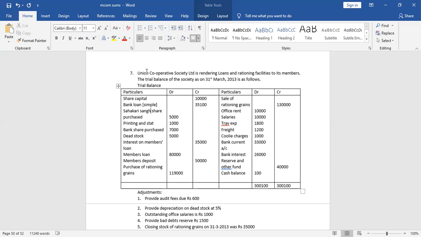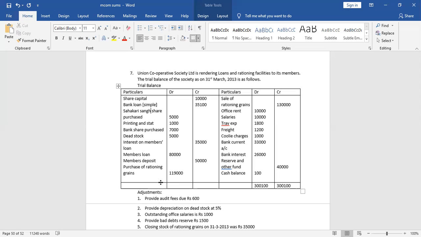Then we have members loan. Members loan will come in loans and advances. Members deposit will come in the deposit because it's a liability. Purchase of rationing grains will come on purchases. रेशन में जो ग्रेन सेल करना है उसको परचेस तो पहले करना पड़ेगा. So that is that. Then what is given? Next is given sales of rationing grains. This will come in sales.